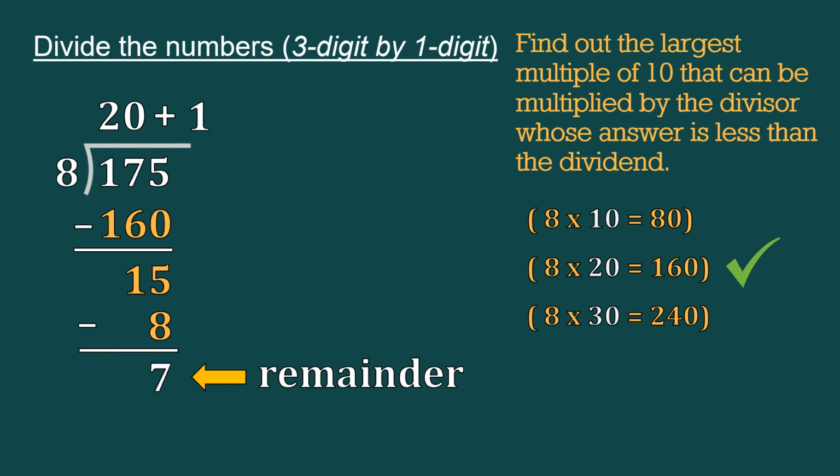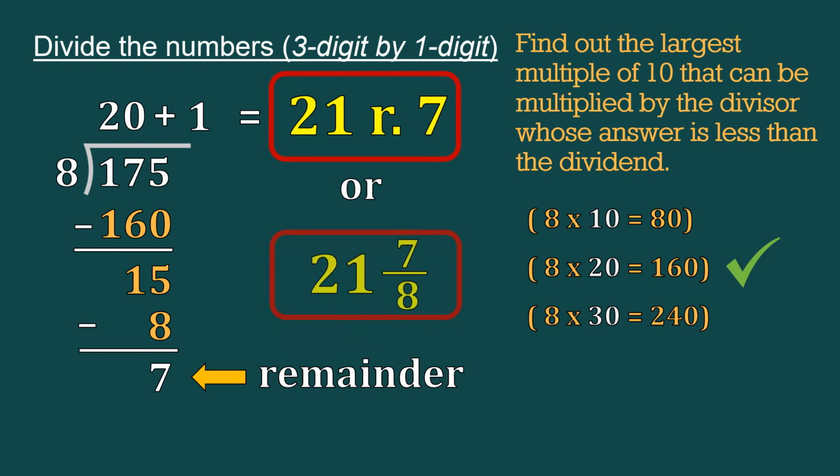We have 20 plus 1 is equal to 21. Since we have a remainder, we write the remainder 7 beside 21. The final answer is 21 remainder 7, or 21 and 7/8.